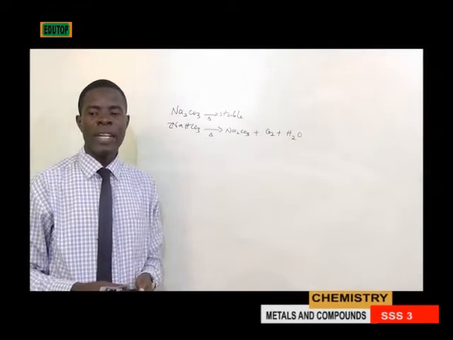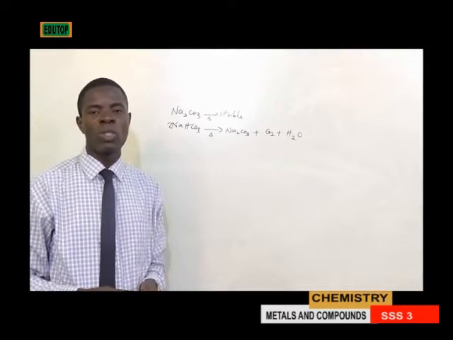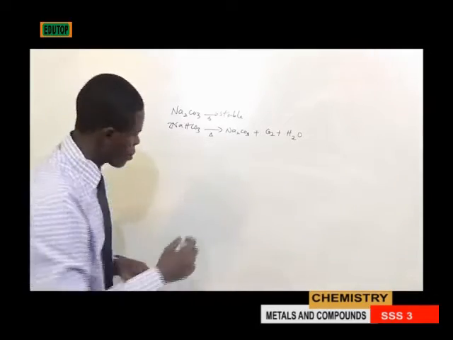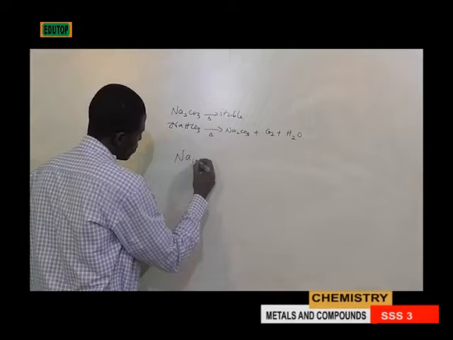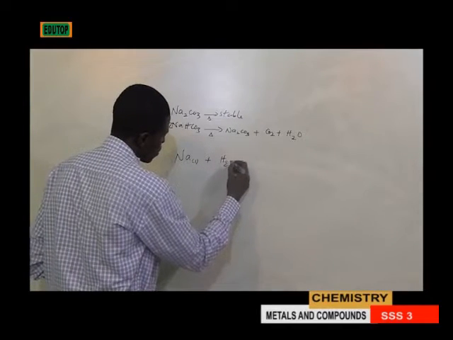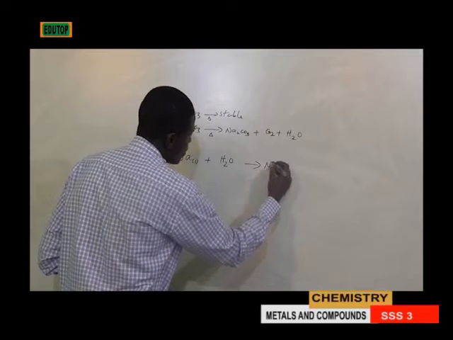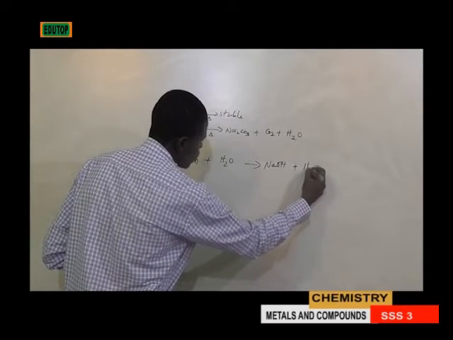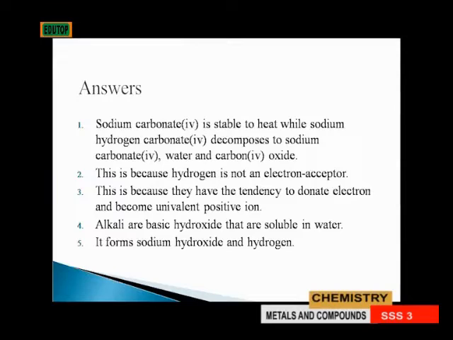Number 5. With the aid of an equation only, balance the reaction between sodium and water. Sodium reacts with water to form a basic hydroxide, which is sodium hydroxide, and hydrogen. Hydrogen is liberated in the process. So the products are sodium hydroxide and hydrogen. That is the balanced equation for the reaction between sodium and water.